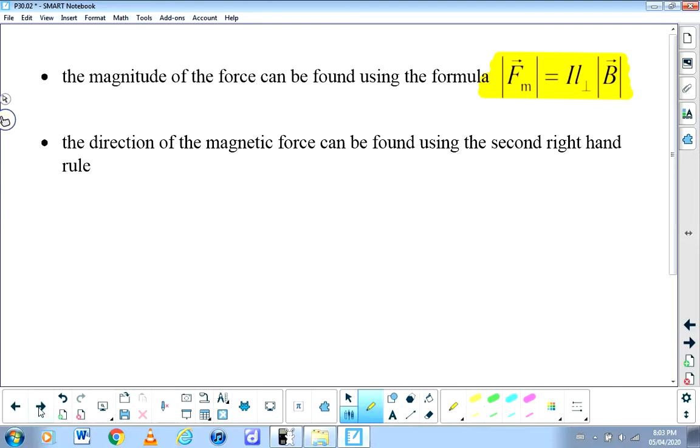And then if we want to find the direction of the magnetic force, we're going to use the second right-hand rule. This is the same second right-hand rule that we've used before. This is not the curly right-hand rule. This is the one where you put your right hand flat and the magnetic field is the direction of your fingers. And I really hope that you're looking at your right hand right now as I'm going through this. The magnetic field is the direction of your fingers. Your thumb points in the direction of the motion of the charge. And if the charge is positive, the force is out of the palm of your hand. And if the charge is negative, the force is out of the back of your hand.